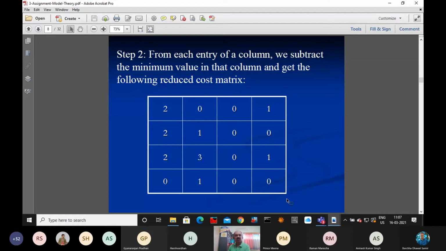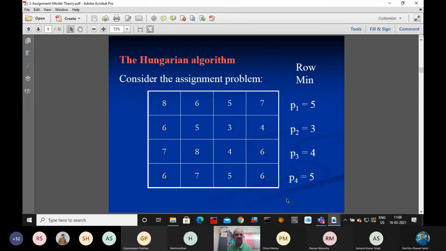Okay. So now how to assign? How to assign a worker to a job? After all the reduction, we got the reduced cost matrix. So whatever we have subtracted, already it is there. How much you have subtracted? Just now let us know how much you have subtracted.